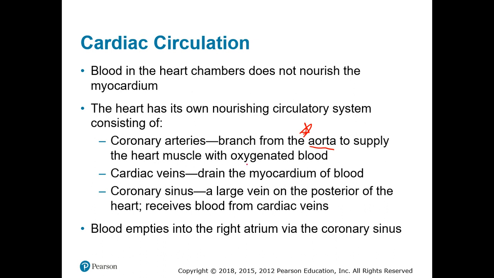Well, that blood has to drain, so it drains through something known as cardiac veins. And all of that drained blood actually collects in the posterior part of the heart. There's a large vein called the coronary sinus, and this receives all of the blood that's draining to eventually be emptied out into the right atrium. So again, that's also something important to know. So again, the heart gets blood from a branching off of the aorta, and it returns it to the right atrium just like all the other blood.